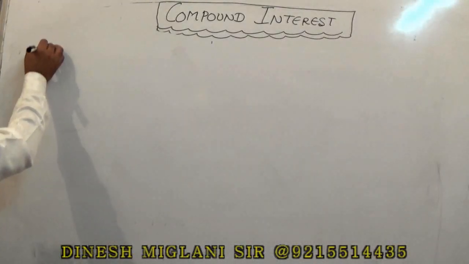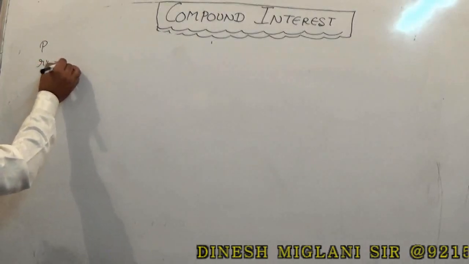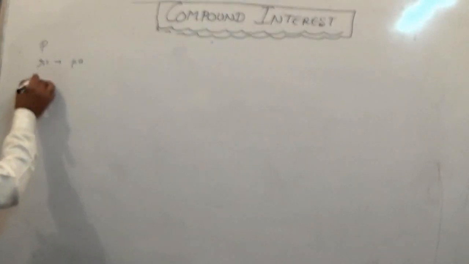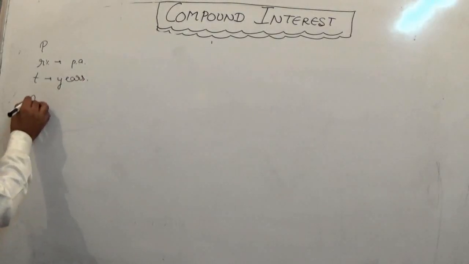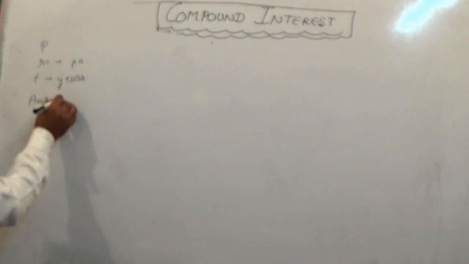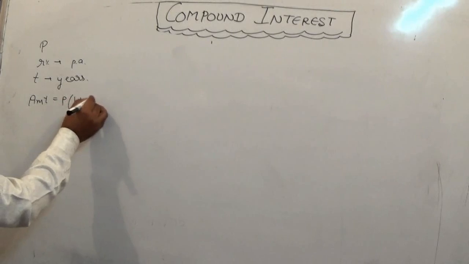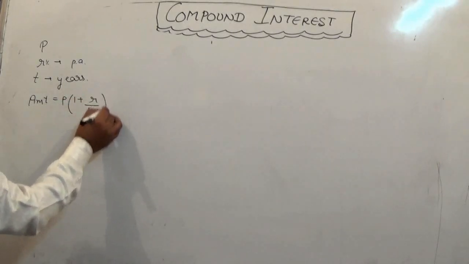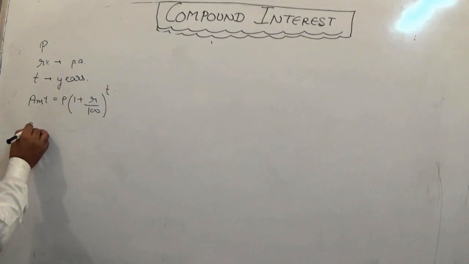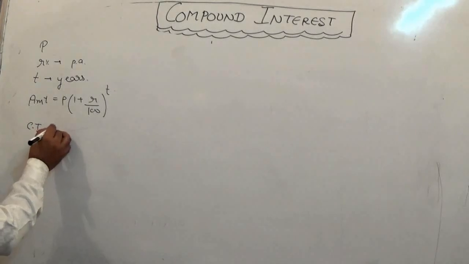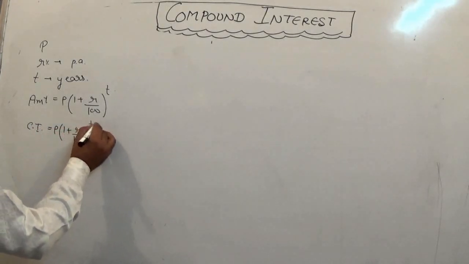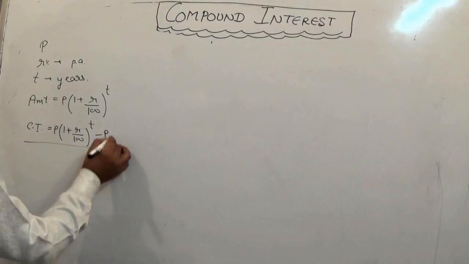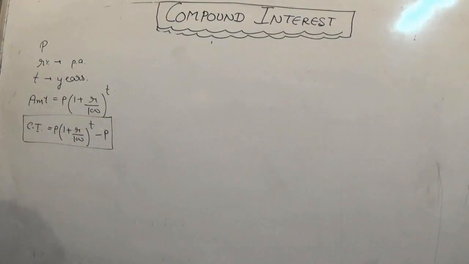Basic terms: principal, rate of interest, always per annum, and time, always in years. Here we have the formula for amount, that is equal to principal into 1 plus R upon 100 raised to power T, and if you have to find the compound interest, it is the amount, P into 1 plus R upon 100 raised to power T, minus principal. This portion is taken as compound interest.